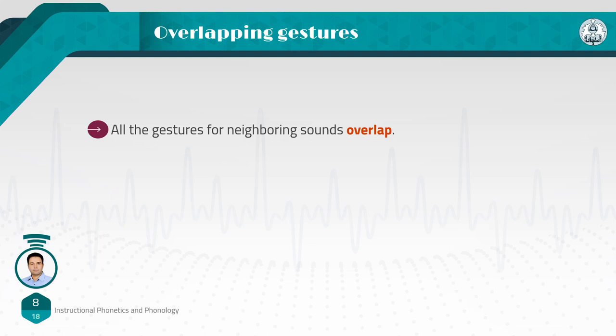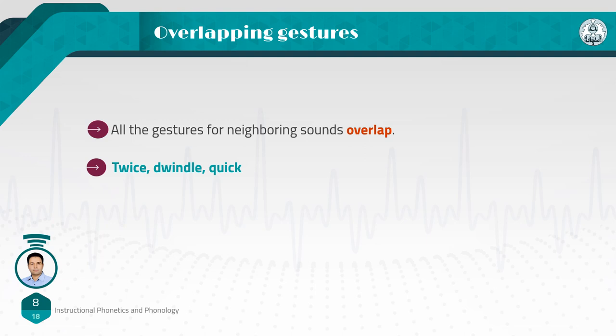All gestures for neighboring sounds overlap. In fact, the same thing happens for the gestures of the lip. Lip rounding is an essential part of w, as I said. Because there is a tendency for gestures to overlap with those for adjacent sounds, stops are slightly rounded when they occur in clusters in which w is the second element. Look at these examples: twice, dwindle, quick.